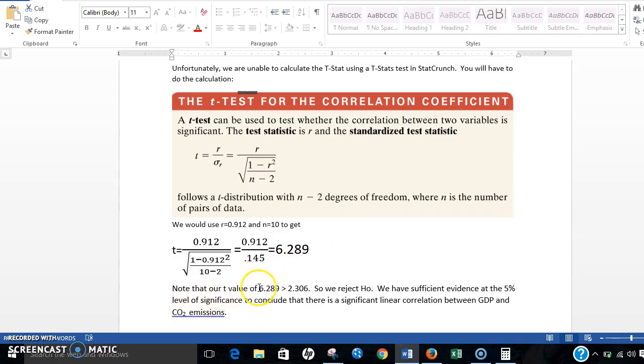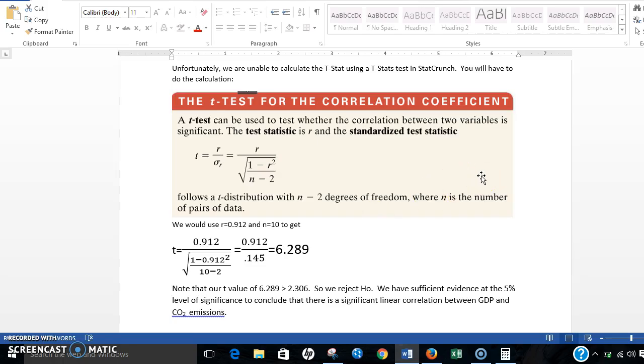Notice that our t-value is greater than 2.306. That's the critical value that tells us that this 6.289 would be in the rejection region. So we would reject H sub 0. We have sufficient evidence at the 5% level of significance to conclude that there is a significant linear correlation between GDP and CO2 emissions. Now that's the second way.